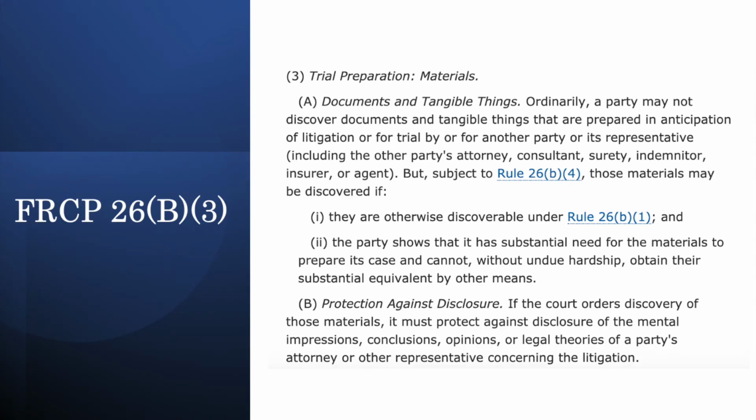So here it is, Federal Rule of Civil Procedure 26(b)(3). It's called trial preparation. The main gist of this rule, like I said earlier, is if there are documents or tangible things that are prepared in anticipation of litigation, those materials should not be discovered, right? There's a general rule that those things are not discoverable. But there's an exception, and this exception is important.